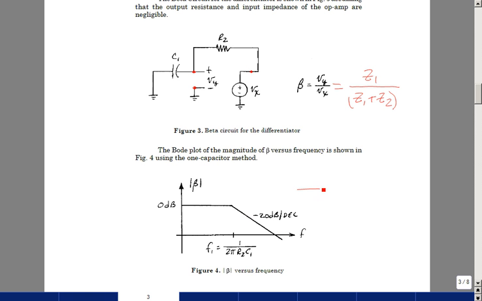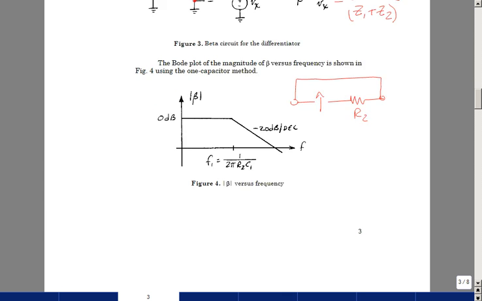If we use our one capacitor technique, here are the terminals of our impedance. We're going to look back from the capacitor with the terminals shorted. So what you see looking back here is just this resistor R2. So the pole is at 1 over 2 pi R2C1.